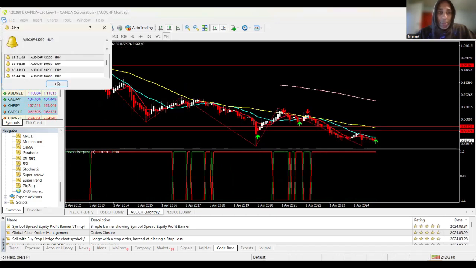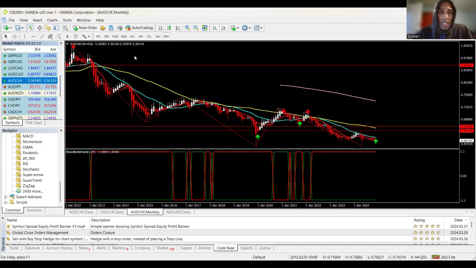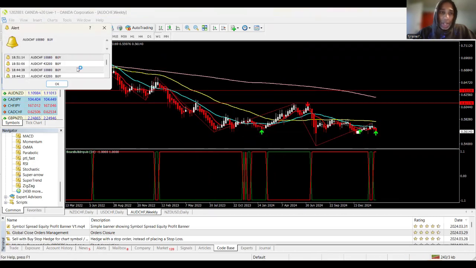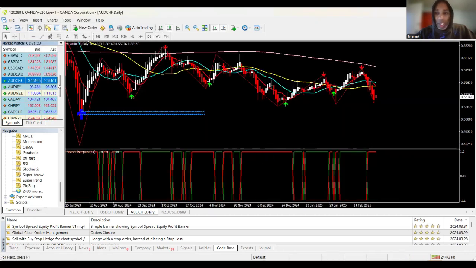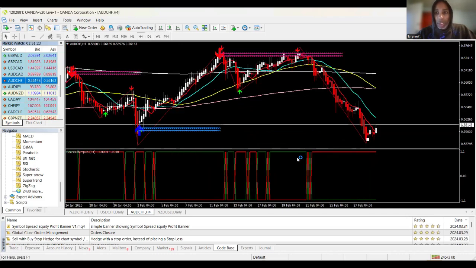Okay, looks like we have a buy signal here. This is AUD/CHF, on the monthly. We got another buy signal on the weekly. On the daily, no buy signal. On the 4 hour, it looks like we're just starting to reverse.